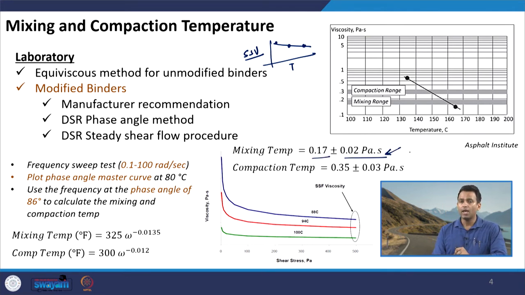You see this is same as the equiviscous method, but the range of compaction temperature is a little different. It is 0.35 plus minus 0.03 Pascal seconds. So corresponding to this range, using the same process which we have seen here, we can determine the range of mixing and compaction temperature. Here I would just like to mention that various researchers in the past have attempted to propose other procedures also, but these two additional procedures have been suggested by Asphalt Institute. So this is what we will do in the laboratory.